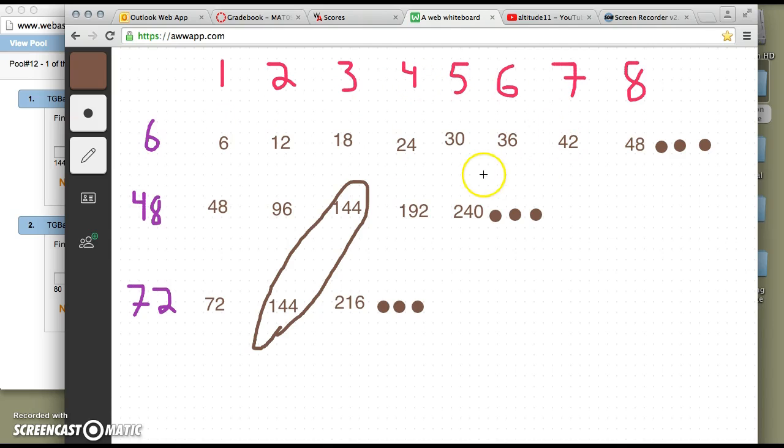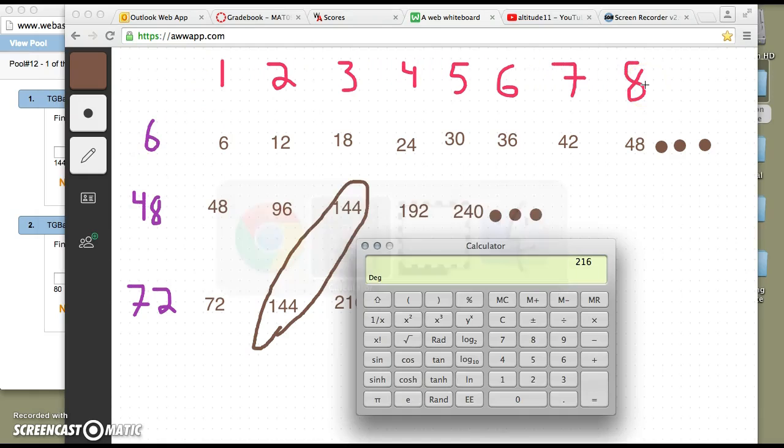So why don't we take this number 144, which we're seeing. Does 144 come out here? If we do 144 divided by 6, we should get some whole number, if it's a multiple, of course. 144 divided by 6, and you get 24, a whole number. So sure enough, 144 is in fact a multiple of 6.